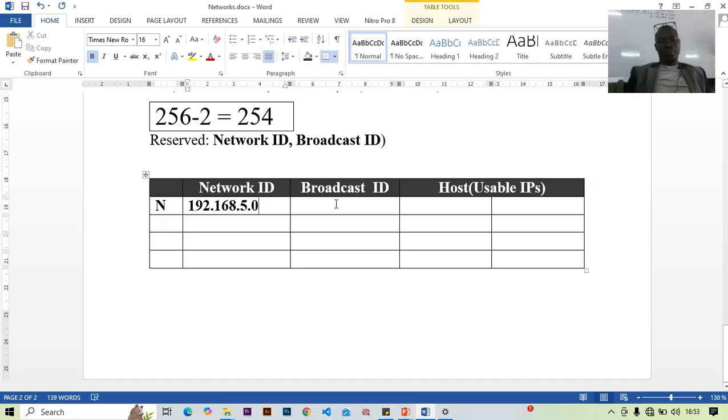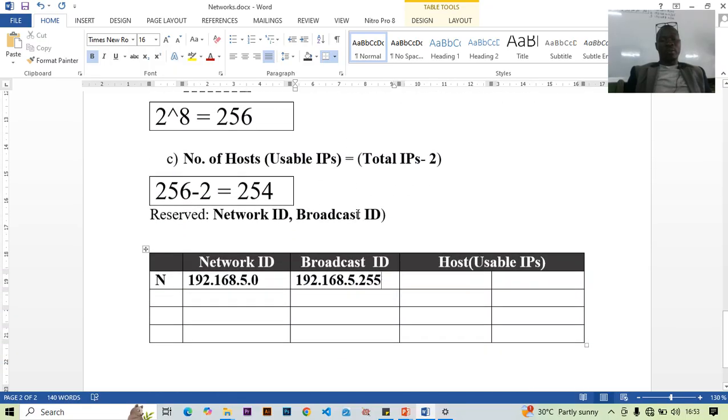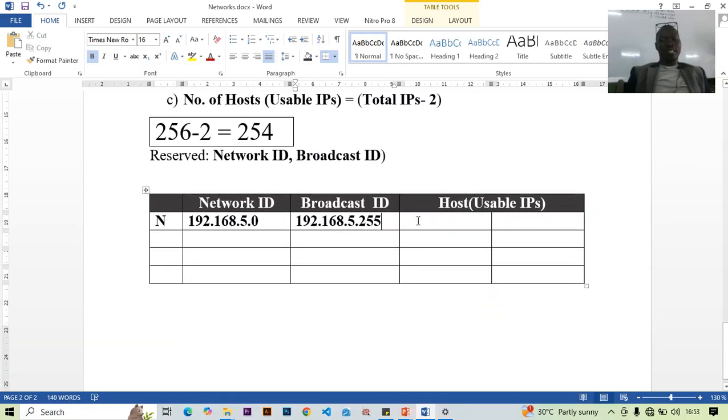So having gotten this value, let's see how we can find the broadcast ID. If to find the network ID, we said all the values here must be turned off and we got 0, then the broadcast ID will be the opposite of that. It will be all the values here turned on. If they are all turned on, then we shall have 255, because by converting these ones into decimal, we get 255, which means they are all turned on. So down here, we shall have 255 as a broadcast ID.